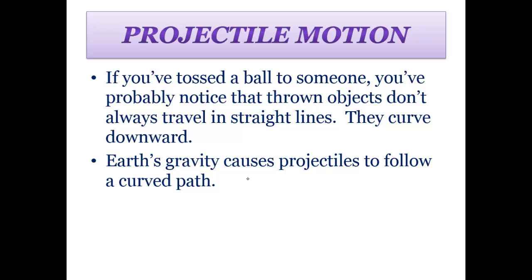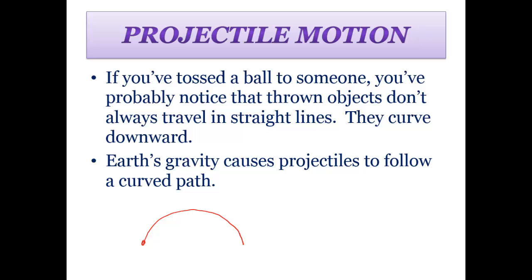Now, something else interesting is that when an object accelerates, it actually causes things to move, and in fact that has a lot to do with projectile motion. So if you've tossed something to someone, hopefully you've noticed that when you launch an object, it comes off on a curved path and then drops down to the ground. So Earth's gravity actually causes a type of acceleration that causes objects to follow a curved path.